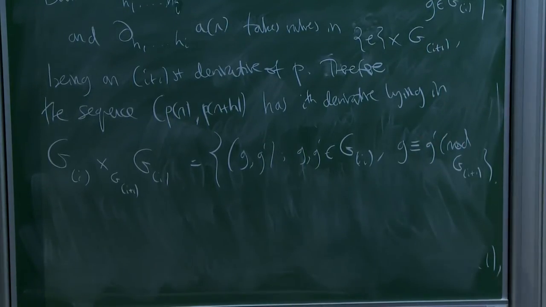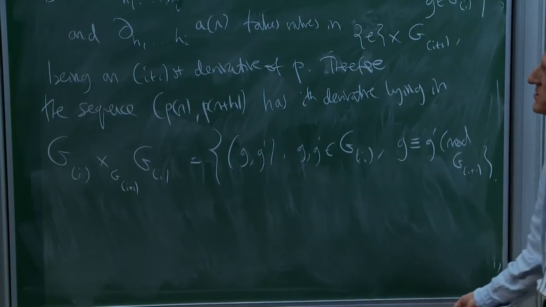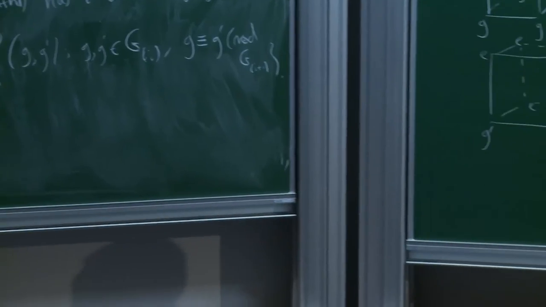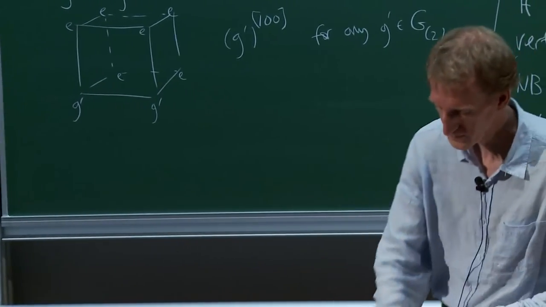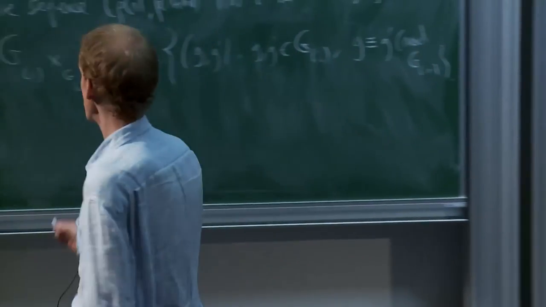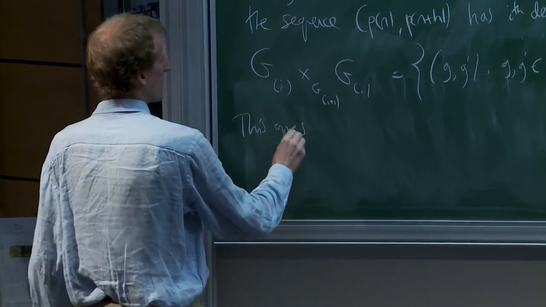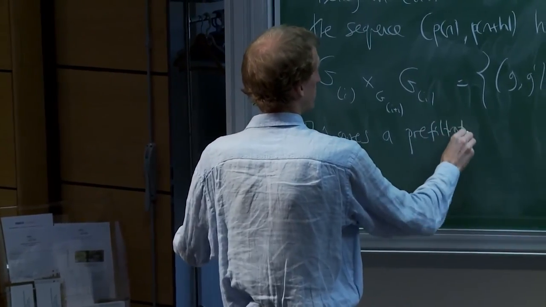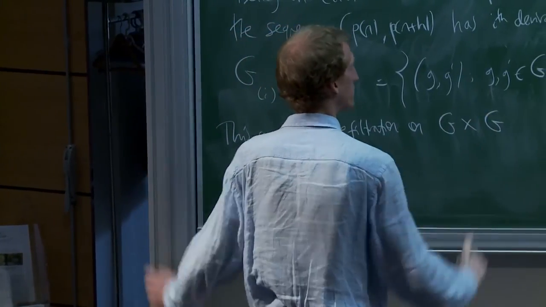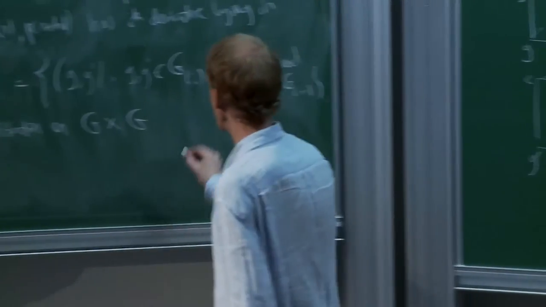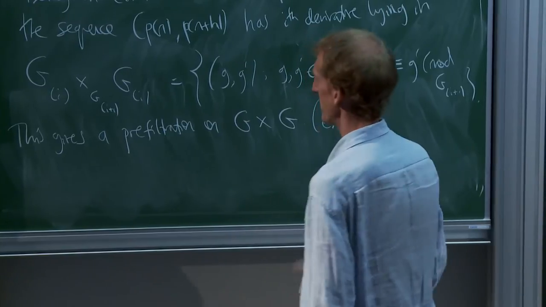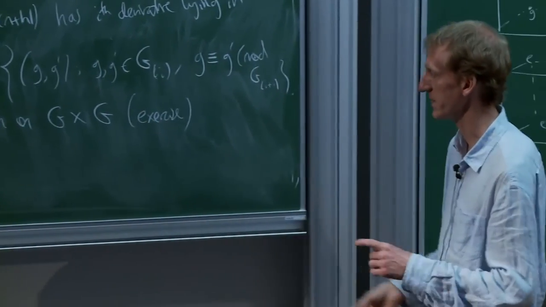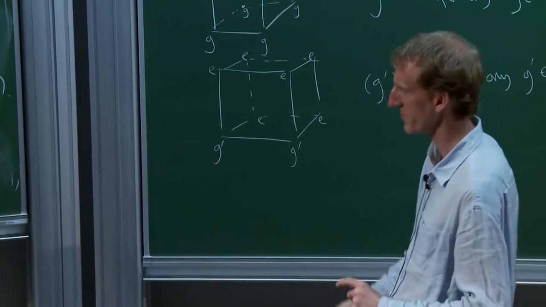So it turns out that that sequence of groups that I've defined gives you a filtration on the product G cross G. And it's a finer filtration than merely the product filtration. Well, it's not a filtration yet, it's actually a pre-filtration. It gives a pre-filtration on G cross G. So that's an exercise. It's really just a simple group theory exercise. You just need to check that the commutator of elements there does what you think it does, has the appropriate filtration property.